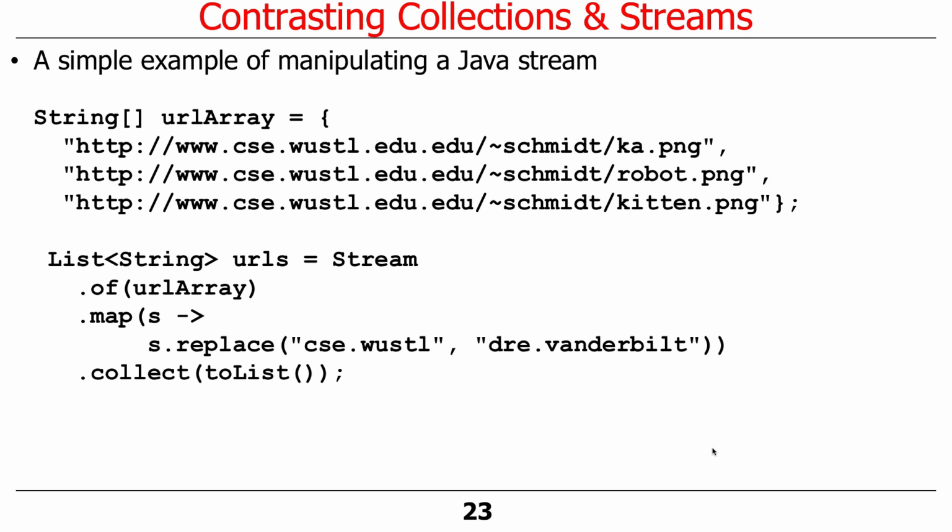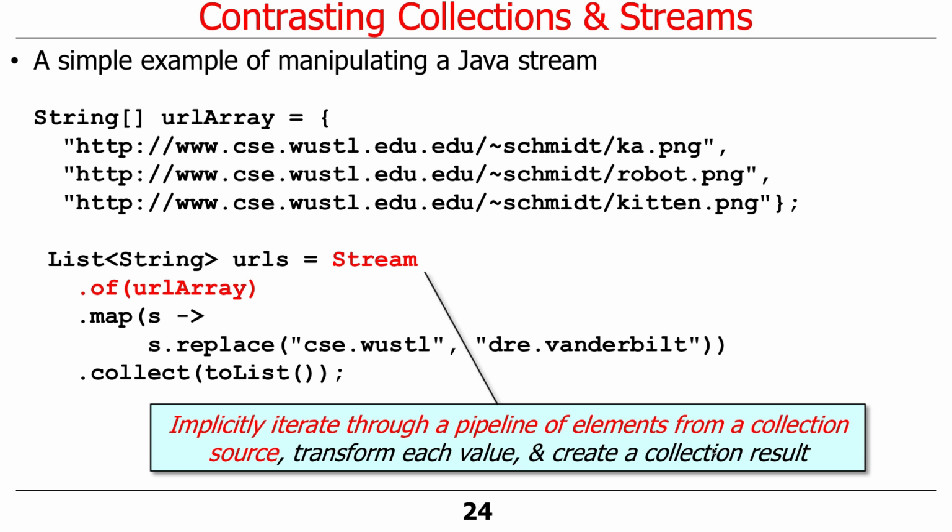So we have our arrays, just like we did before, except this time we're going to convert the array into a stream of strings. We're going to do a transformation, replacing the substring with another string. And then we're going to create a collection result using our collector, converting it into a list, and storing it into this list of strings. This is actually not doing the URL transformation, but it's just converting from one form to another.